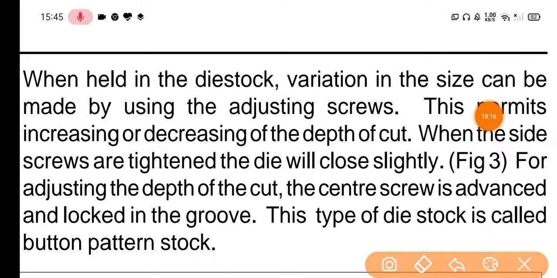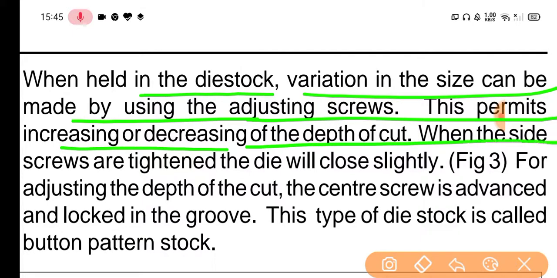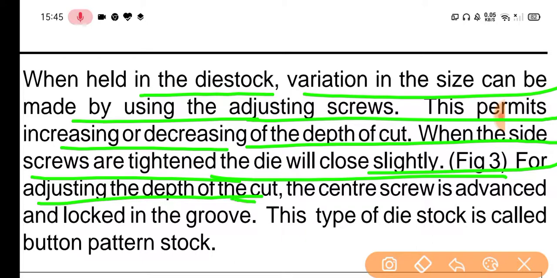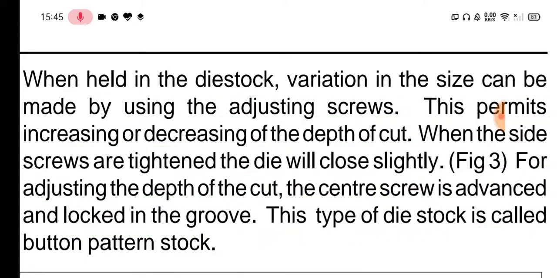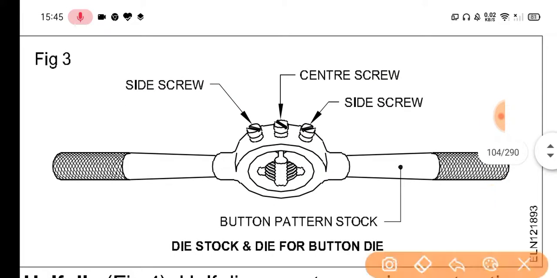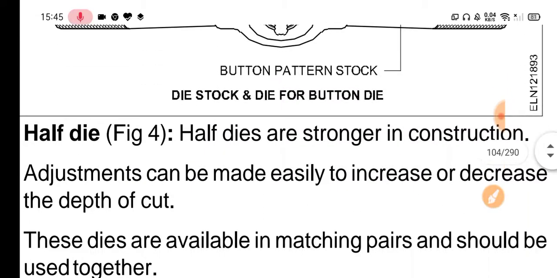When held in the die stock, variation in the size can be made by using the adjusting screw. This permits increasing or decreasing the depth of cut. When the side screws are tightened, the die will close slightly for adjusting the depth of cut. The center screw is advanced and locked in the groove. This type of die stock is called button pattern stock. This is the center screw, this is the side screw, button pattern stock, die for button die.